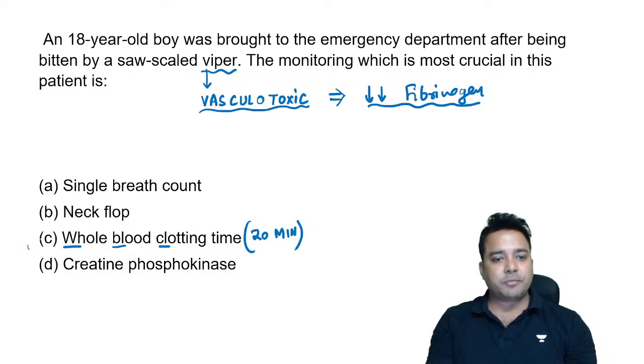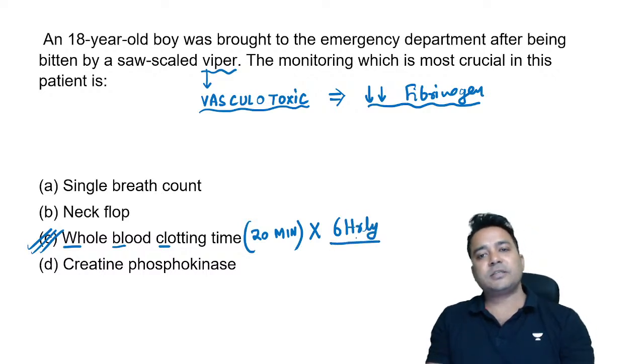पूरा इसको क्या बोलते हैं? 20-minute whole blood clotting test. This test is repeated every 6 hourly. Why 6 hourly? Why not 2 hourly, 3 hourly? Why 6 hourly?